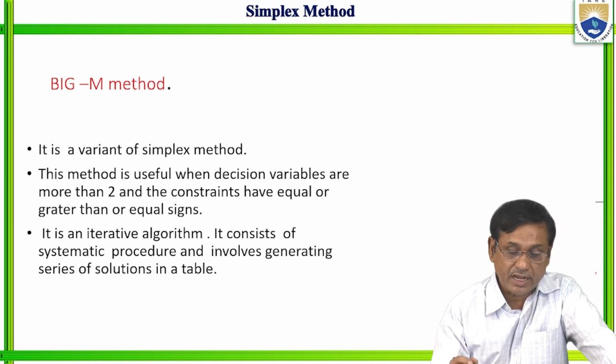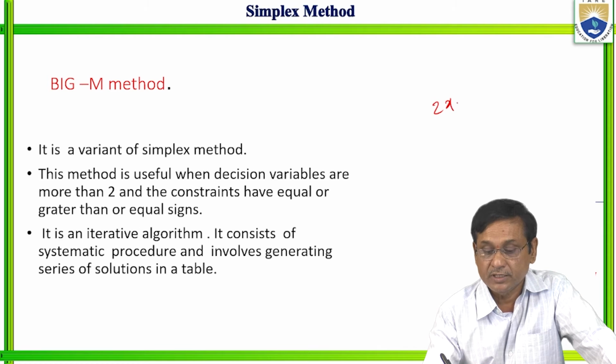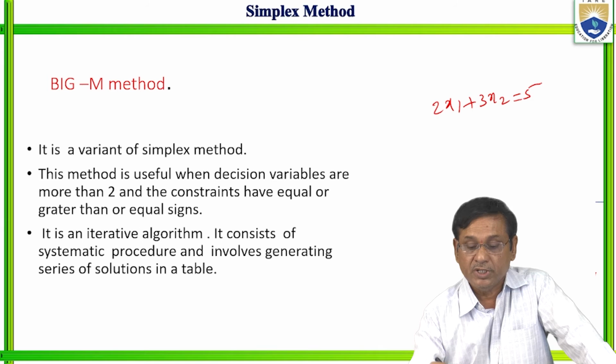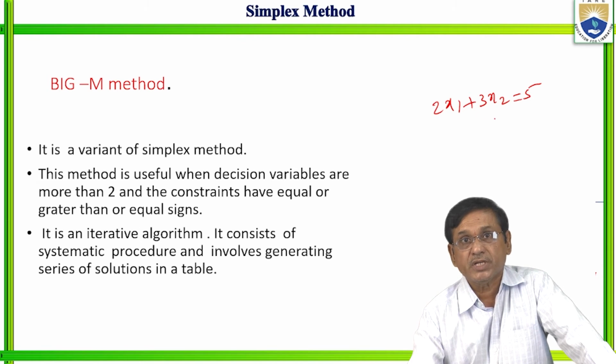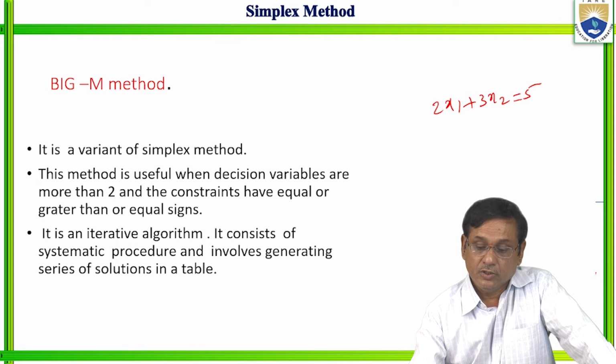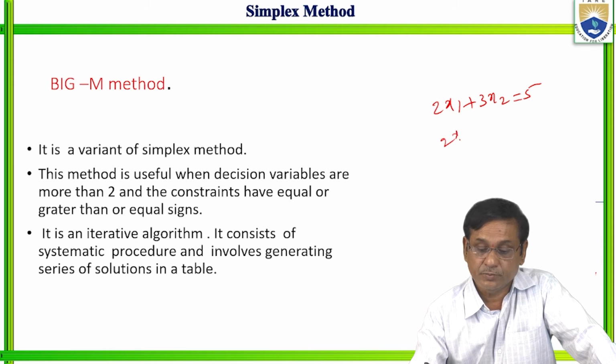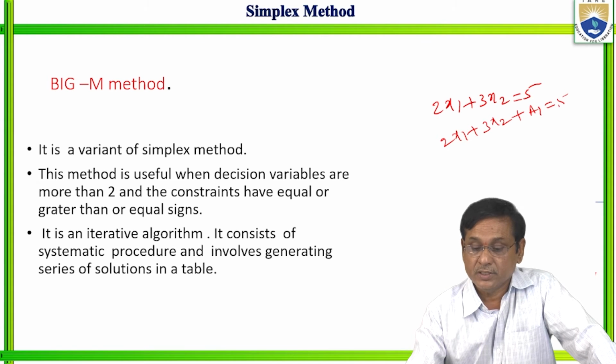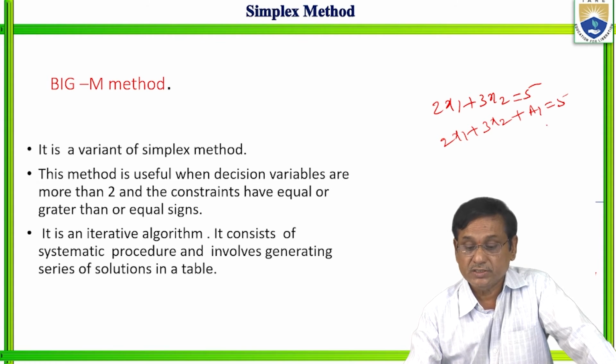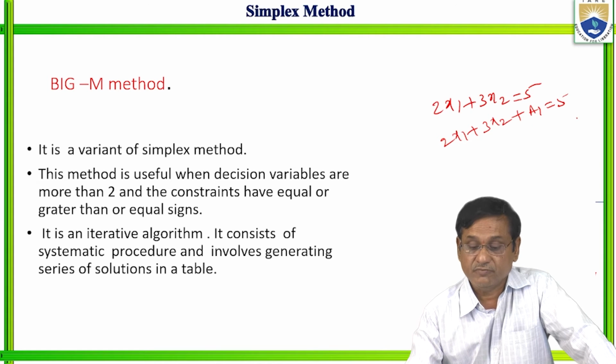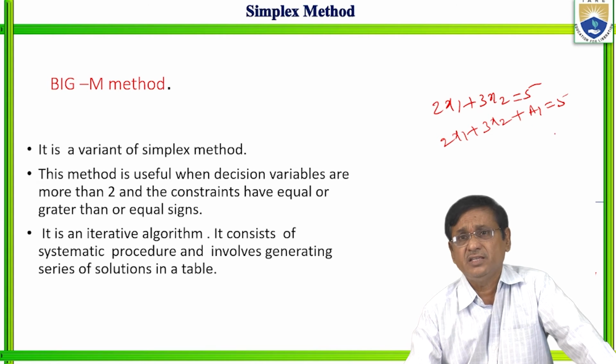When the constraints have an equal sign, suppose 2x1 plus 3x2 is equal to 5. In the starting simplex table, the non-basic variables are zeros, that means x1 and x2 are zeros. When x1 and x2 are zeros, there is no meaning for this equation. In that case, we have to introduce a variable called the artificial variable. That means 2x1 plus 3x2 plus a1 is equal to 5. Then when x1 and x2 are zeros, a1 is equal to 5. We are getting some value corresponding to a1. This a1 is called the artificial variable.